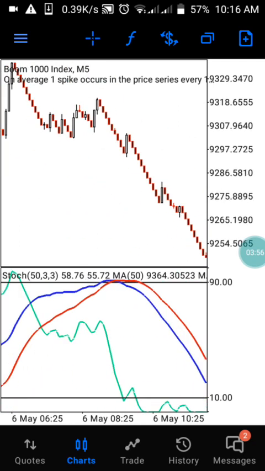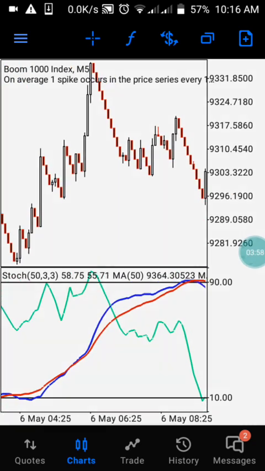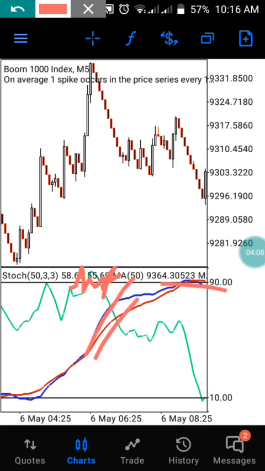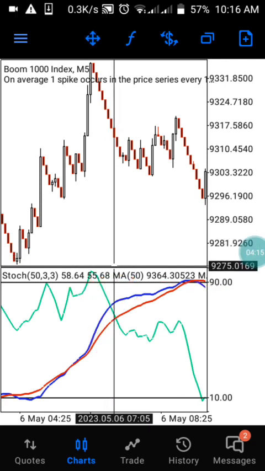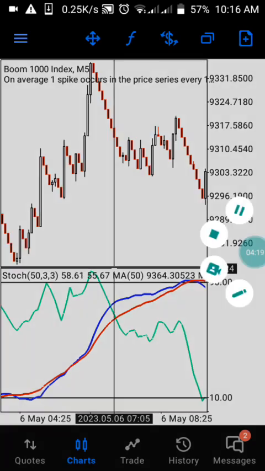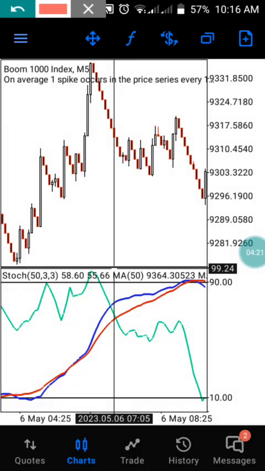So guys, you see exactly what I'm telling you here. You see what happened here: when the stochastic is ranging within the 90 period, then you wait for the two moving averages to cross the stochastic, then you enter your trade at this level. Once you enter at this level, then you catch your two candlesticks, then you get out of the market.